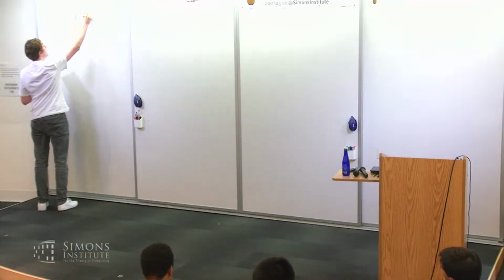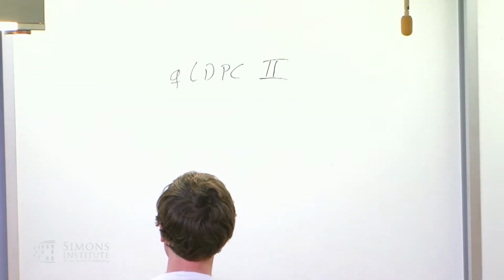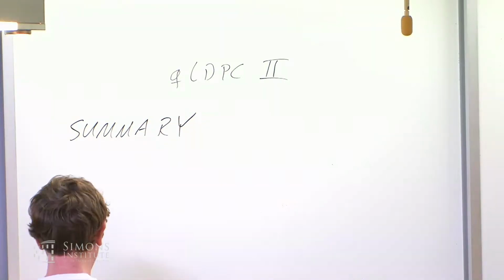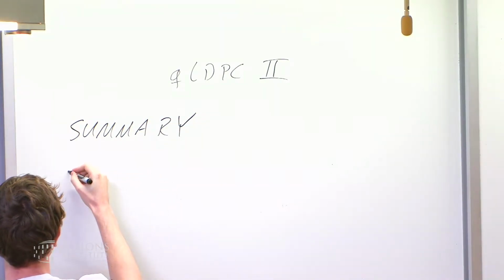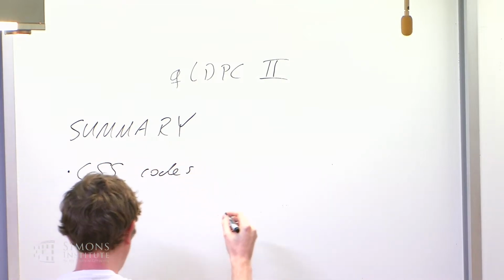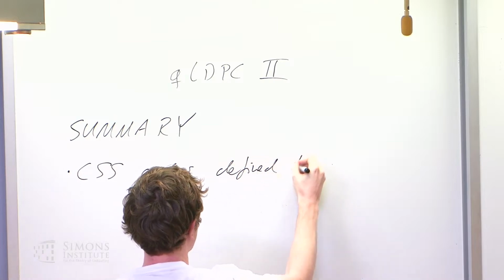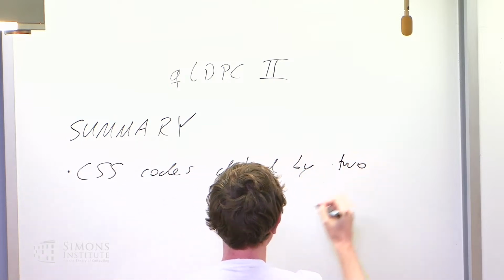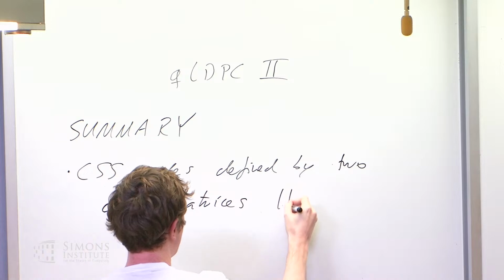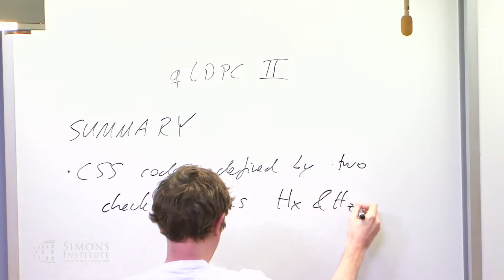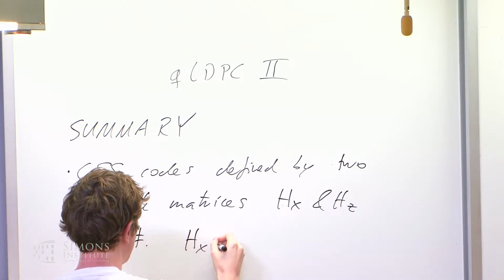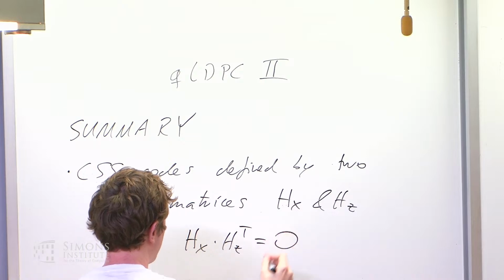LDPC part 2. Okay, let me again start with a summary of what we saw yesterday. Yesterday we talked about constructions, and these constructions utilized so-called CSS codes, which are defined by two check matrices called HX and HZ. And the all-important condition was that HX times HZ transposed has to be 0.